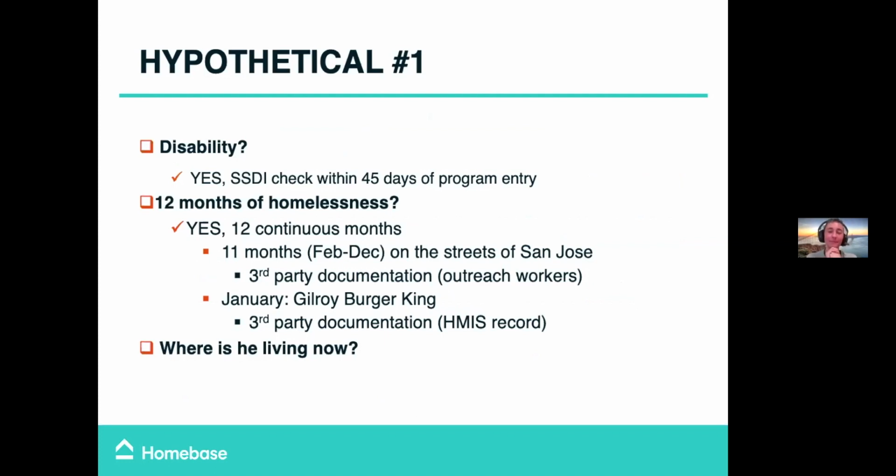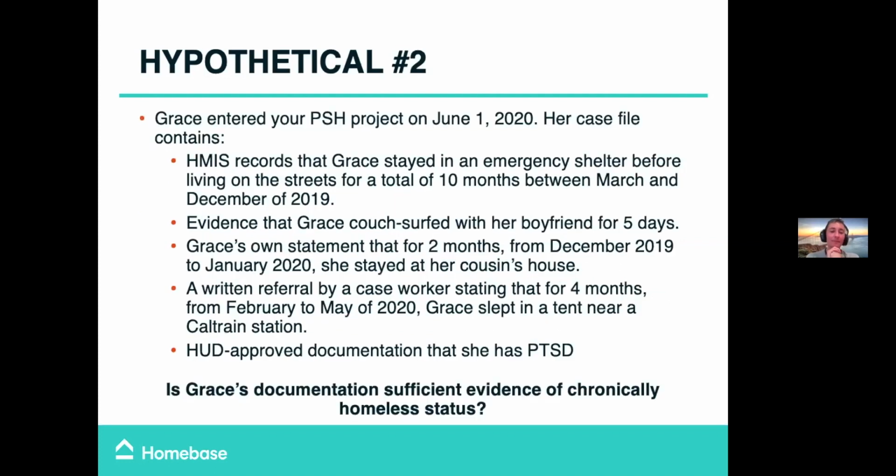Awesome. Cool. Let's see if we've got sufficient documentation for our next hypothetical. So Grace entered your PSH project on June 1st, 2020. Her case file contains the following: HMIS records that Grace stayed in an emergency shelter before living on the streets for a total of 10 months between March and December of 2019.